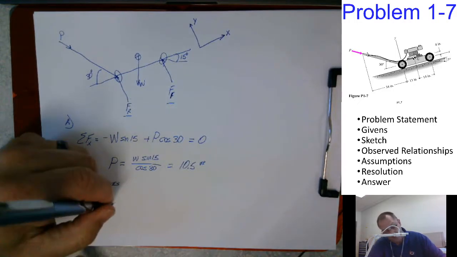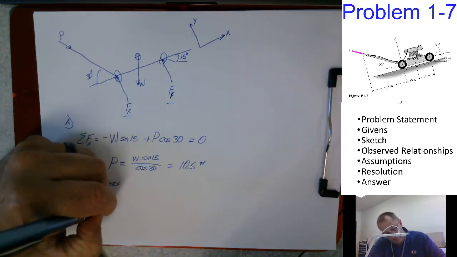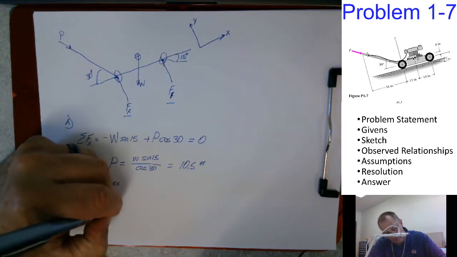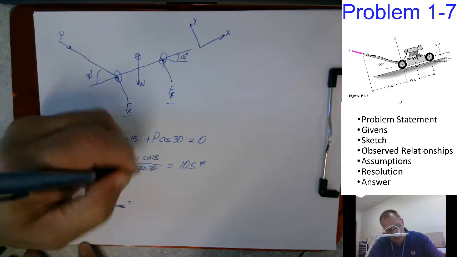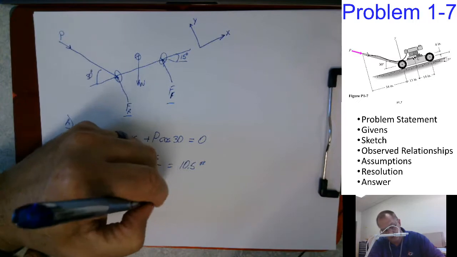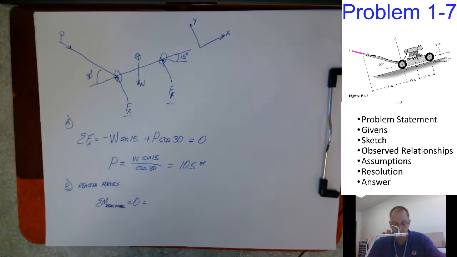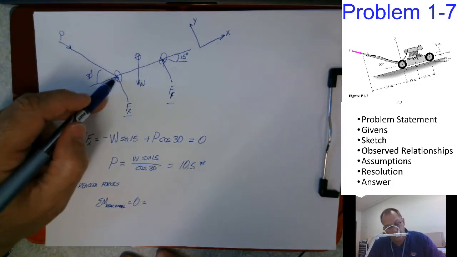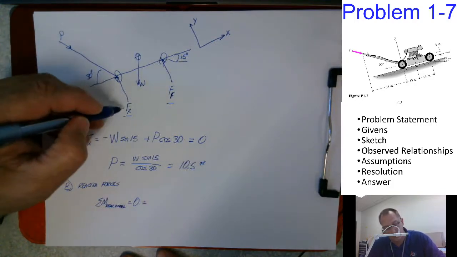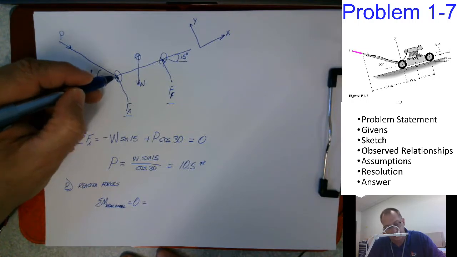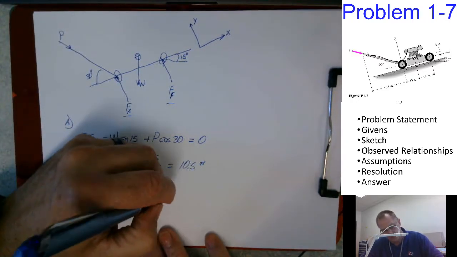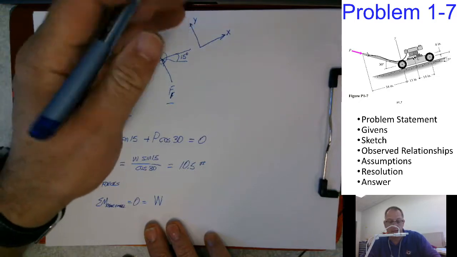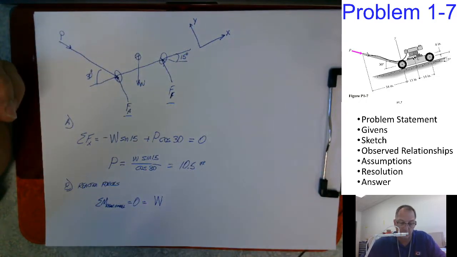Sum of the moments about the rear wheel are equal to 0, it's static. P acts through the rear wheel, so that goes away. The force from the rear acts through the rear wheel, so that goes away. So I get the weight force, and should we use the same coordinate system? Sure, we can use the same coordinate system.